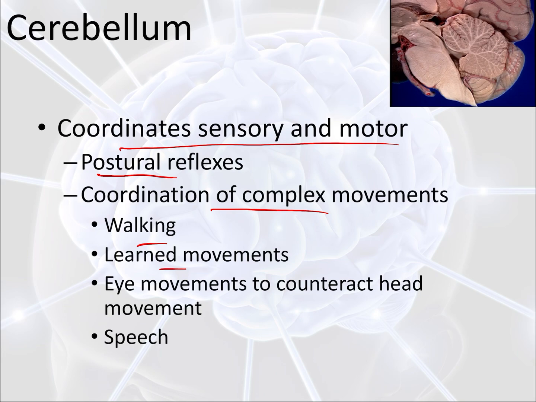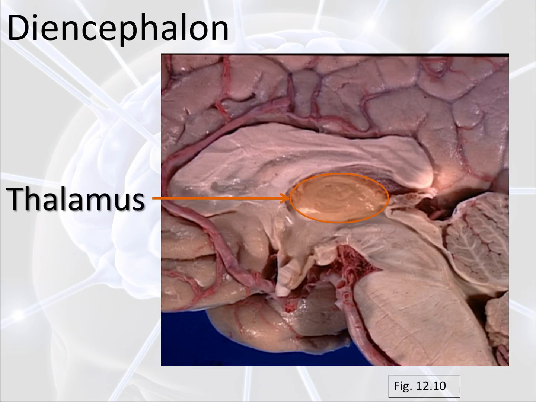Also important for coordinating our eye movements to counteract our head movement. So when we're focused, you can do this right now while you're watching this, focus on the screen, but then move your head to the right, move your head to the left. You'll notice that you're still focused on the screen, right? That's because your eyes move to the left when your head moves to the right. That's because your cerebellum senses that movement in your head and causes your eyes to move, so your eyes will stay focused on the screen. Also important for coordinating all the muscles having to do with speech.